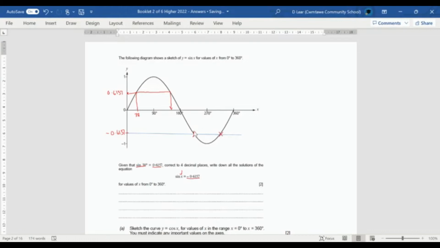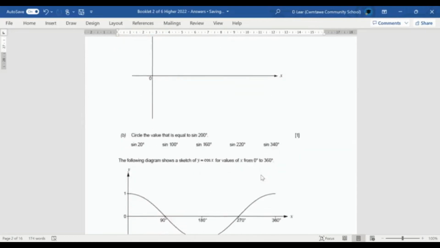So the answers that we're looking for that would give minus 0.6157 are here and here. However, because this graph is symmetrical all the way along, if that gap there is 38, which is the whole point of giving you this, then that gap there is 38 and that gap there is 38. So your two answers for minus 0.6157 would be 180 plus 38 and 360 take away 38, which are 218 degrees and 322 degrees. Those are your final answers there.